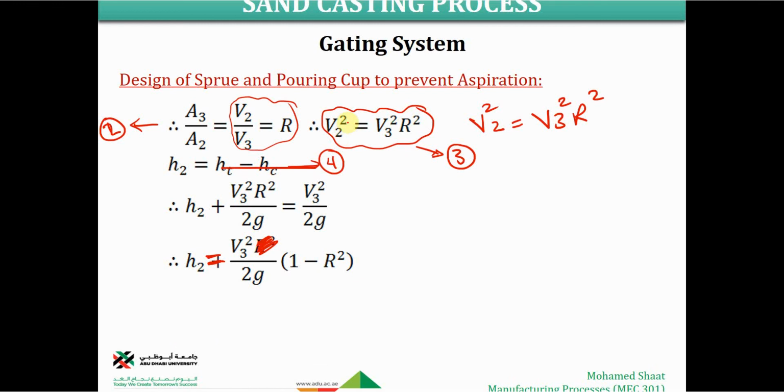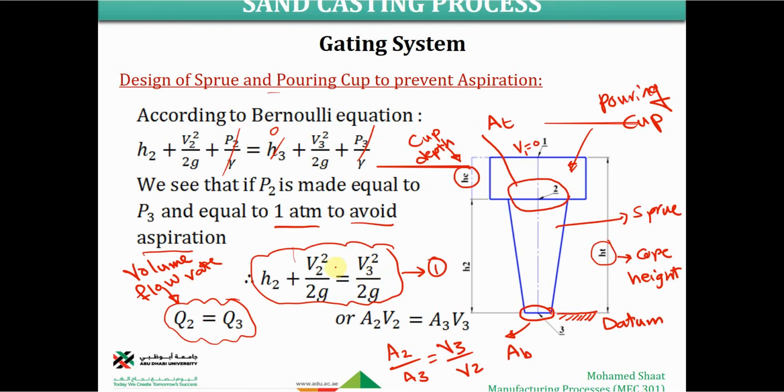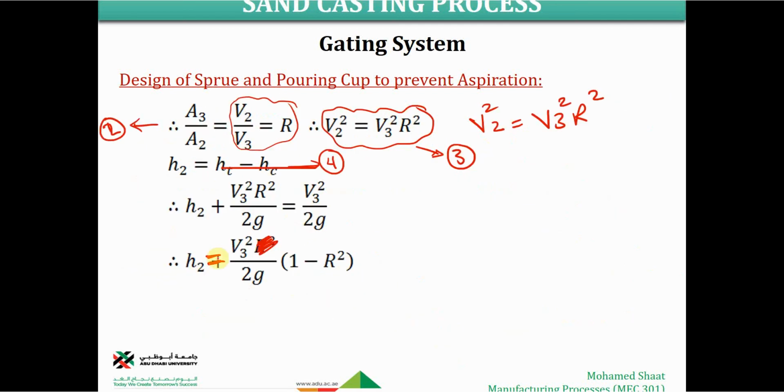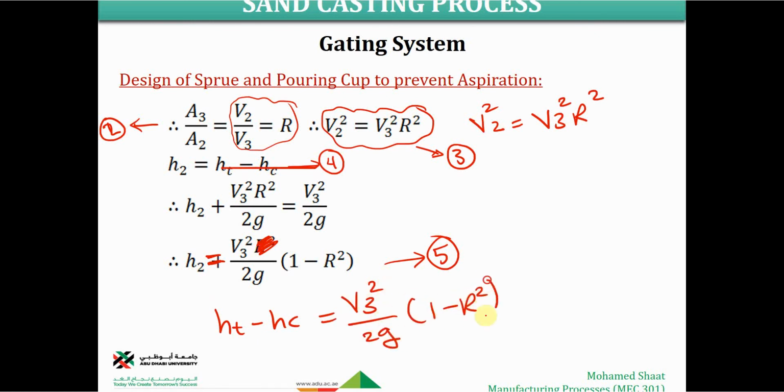So if we substitute V2 square equals V3 square R square into this equation, and we move this term to the right hand side, we're going to end up with this expression, and we'll call it equation 5. This is H2 equals V3 square over 2G times 1 negative R square. What is R square? This should be the R square relation. Make sense? Then if we substitute H2 with this value, we end up with HT negative HC equals V3 square divided by 2G times 1 negative R square. Just substitute for H2 in this case.